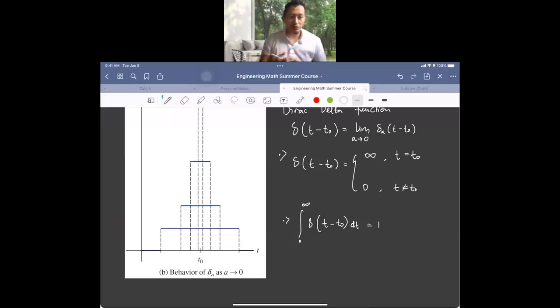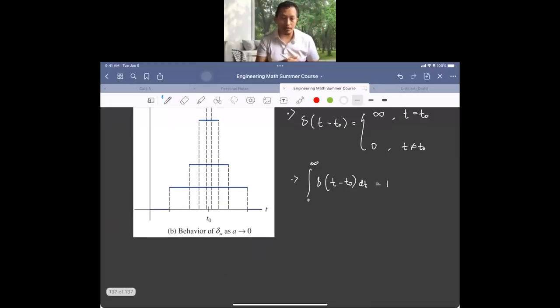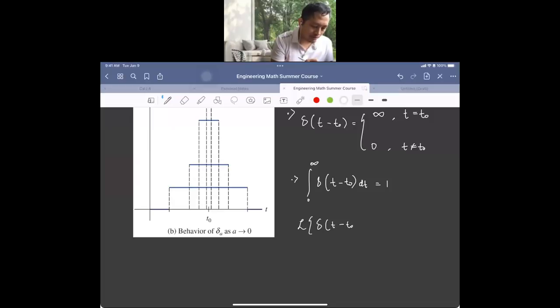Now there is one transformation with Laplace and the Dirac delta. This is just one transformation. The Laplace of delta(t minus t0) is e to the negative s t0. So it seems similar to what we had before. The difference is that before we had the Heaviside, right? The Heaviside.